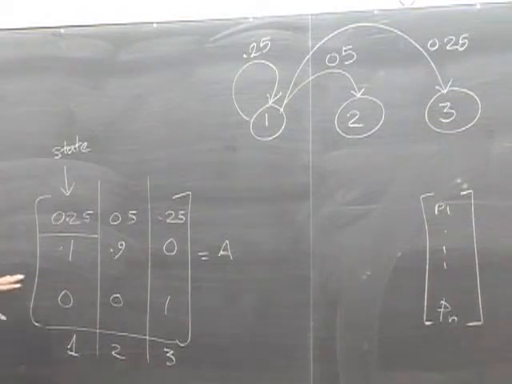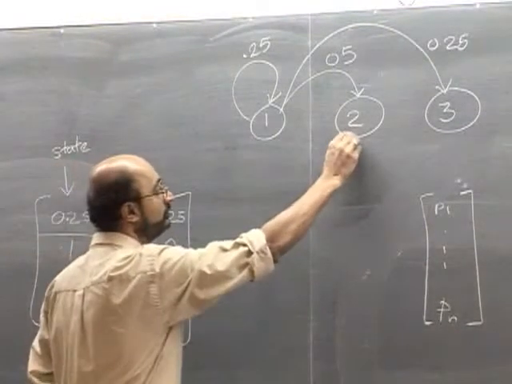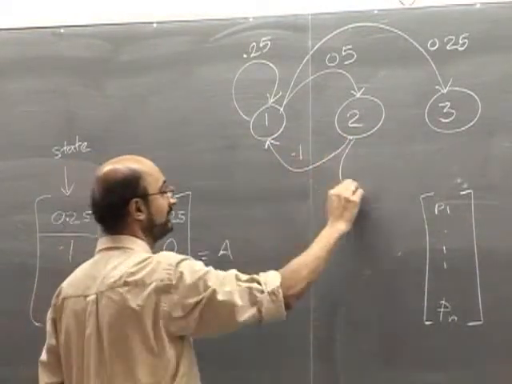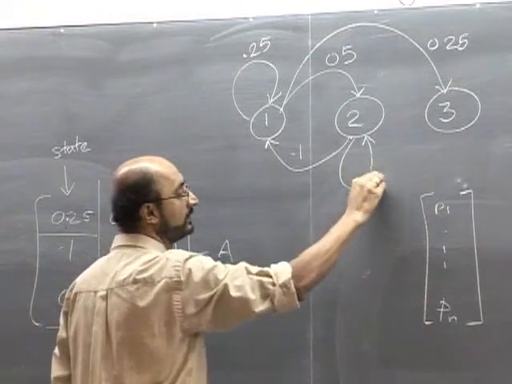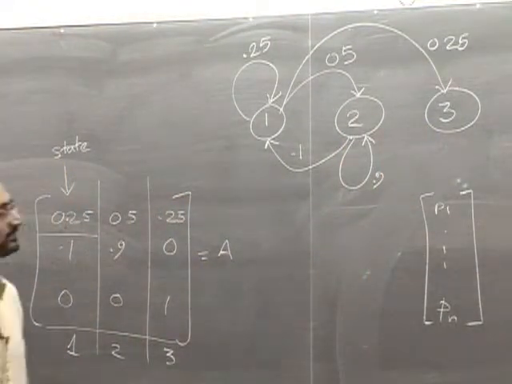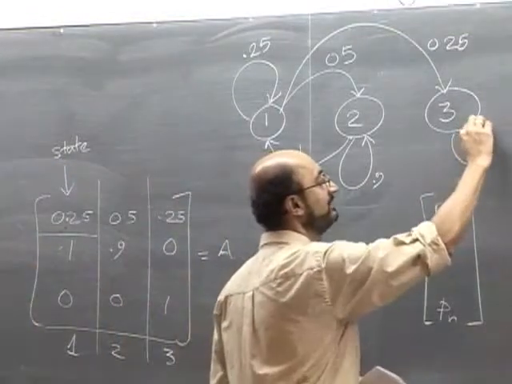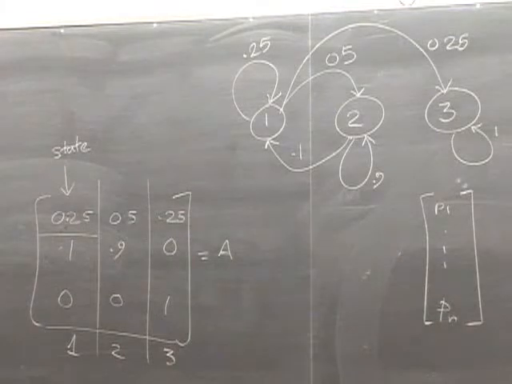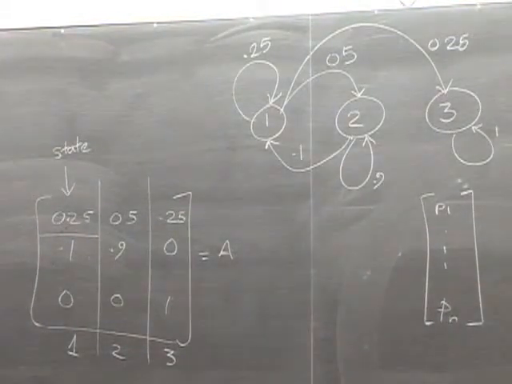Similarly, we say that we have 0.1, 0.9, 0. So if you're in state 2, you're going to go to state 1 with 0.1. You're going to stay in state 2 with 0.9. And there's 0 probability of going to 3, so I won't draw that. And then state 3 has this interesting property that you stay in 3 with probability 1. What does this mean? If you ever get to step number 3, you never leave.